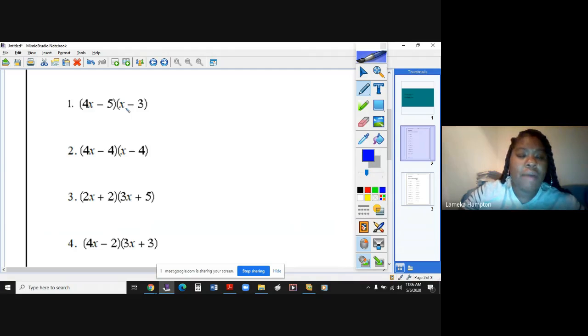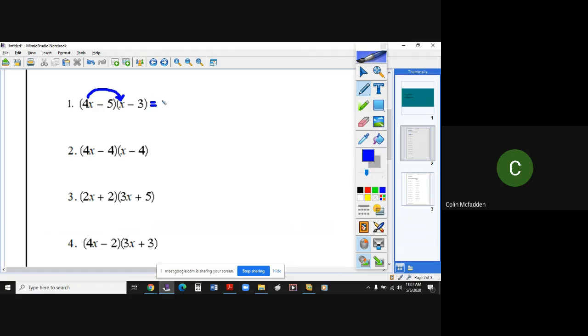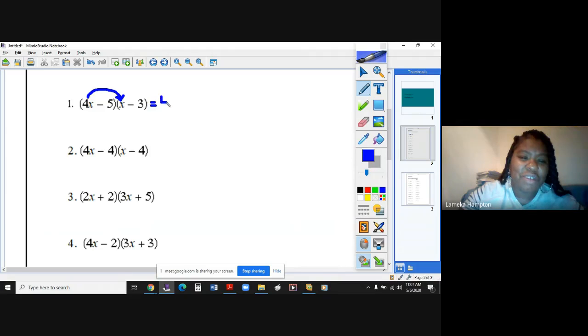The first thing I want to do is multiply my first terms, which is 4x times x. And that's going to give me what? What is 4x times x? And please answer. The answer is 4x squared. Yes, 4x squared. Thank you, Mr. McFadden.